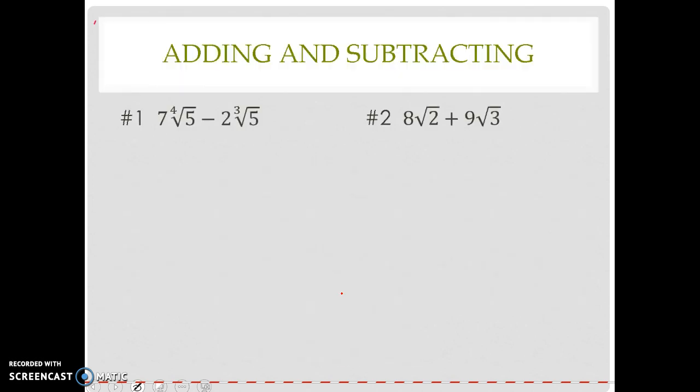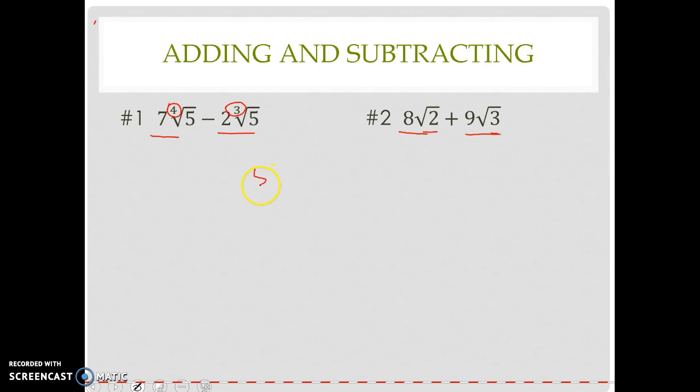So let's take a look at number 1 and number 2 first. We want to simplify these radicals. Number 1, we're subtracting. Number 2, we're adding. So here we have different indexes for the two radicals, and here we have different bases within the radicals. Both of those mean that we cannot add or subtract them. We have to have completely like terms in order to add them together.